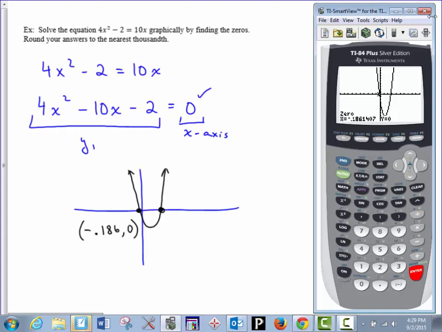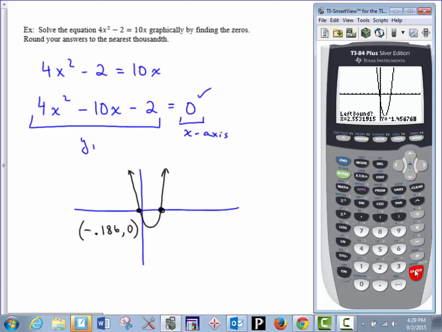Let's do this again to find the other 0. So we would do second, trace. Option number 2 gets us to the zero. Alright, it wants a left bound. Now I'm looking for the 0 that's on the right. Well, I'm obviously to the left of it, but I'm also interfering with this other one. So in this case, I'm going to arrow slightly to the right to get close to that other 0. Okay, somewhere in here, I'm slightly to the left of the 0 I want to find.